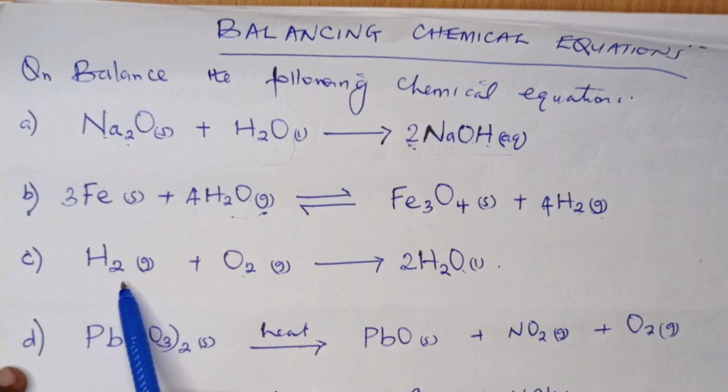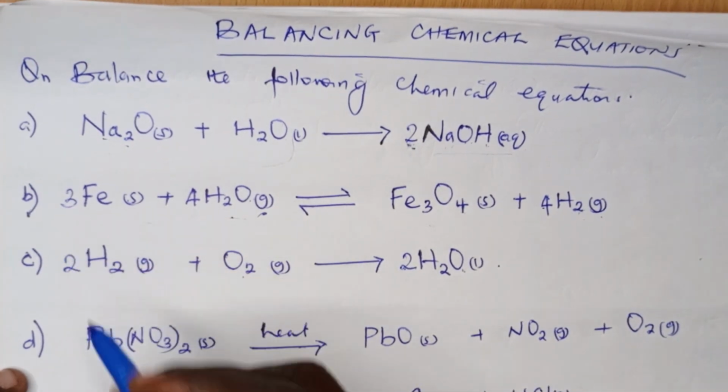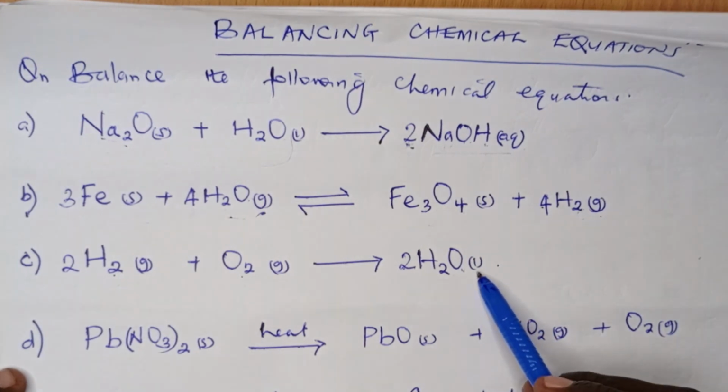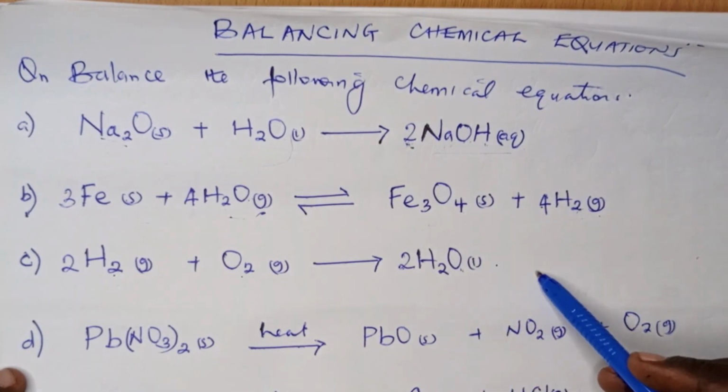And yet at the reactant side here, we have only 1. So we have to come and again insert here a 2. So that 2 by 2, we have also 4 hydrogen atoms, the same at the product side. So this equation is also balanced.